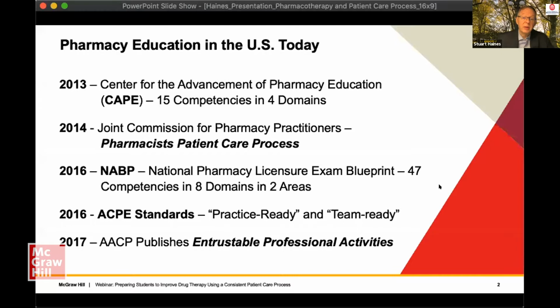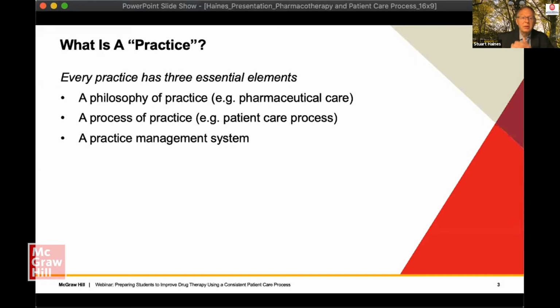Before we go too deeply into our discussion about the pharmacist's patient care process, though, I wanted to share with you some of the things that I talk to my students about and what is a practice. To me, there are three critical elements to think about in terms of what makes a practice. The first is a philosophy of practice. In other words, to have a clarity about the why we deliver the services that we do.